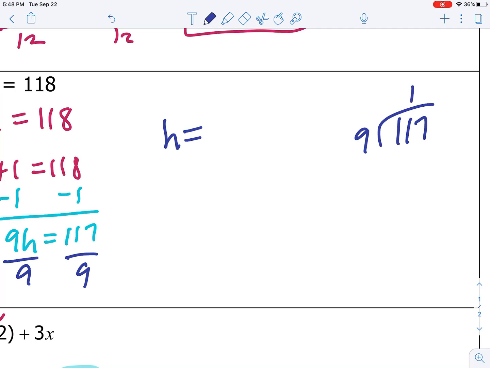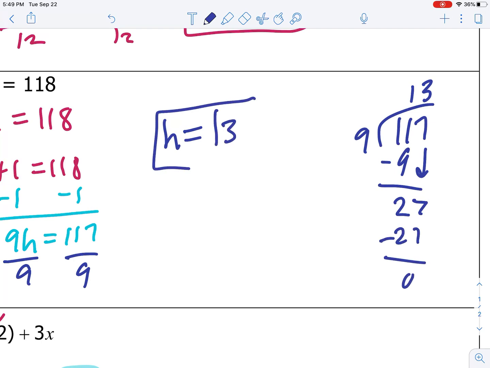One time. 1 times 9 is 9, subtract. 11 minus 9 is 2, bring down the 7. How many times will 9 go into 27? 9 will go into 27 3 times. 3 times 9 is 27, subtract, remainder of 0. So h is 13.